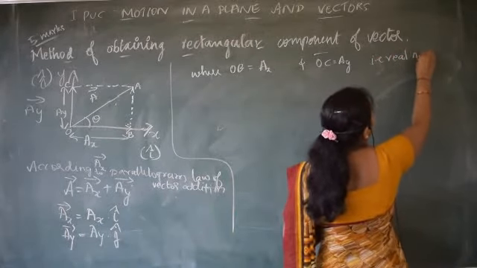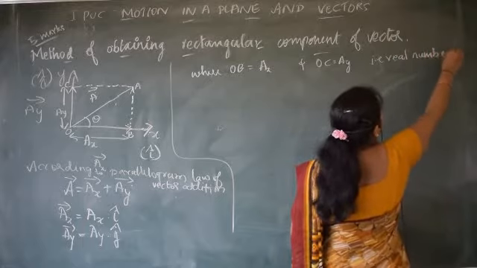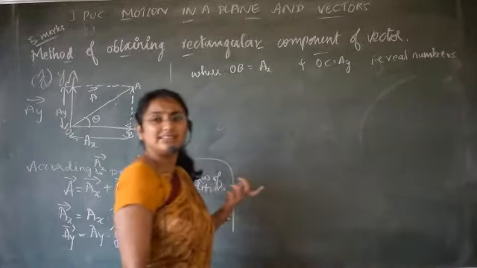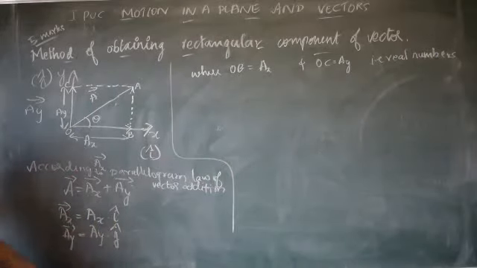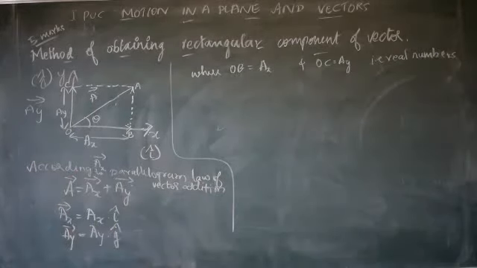So that you will not forget, numbers means length. That is the magnitude we are speaking about. The direction is given by i cap and j cap. Correct? Okay.